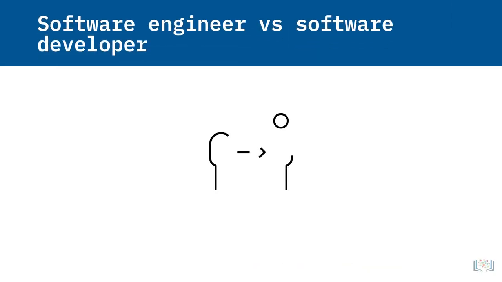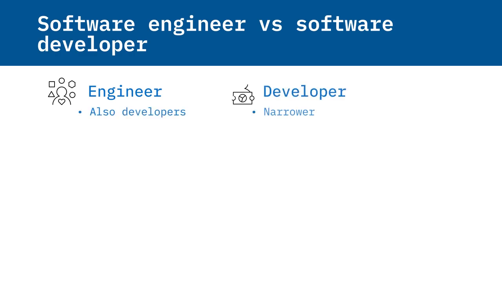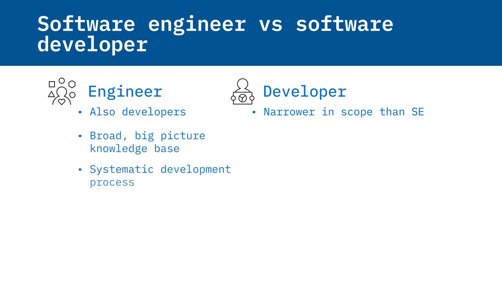Now, the term software engineer is often used interchangeably with software developer, but there are subtle differences. Software engineers are also developers, but the term software developer is usually deemed narrower in scope than that of a software engineer. A software engineer's knowledge is usually broader. Software engineers take a systematic big-picture approach in their thinking to software development, whereas developers may have more creative approaches.